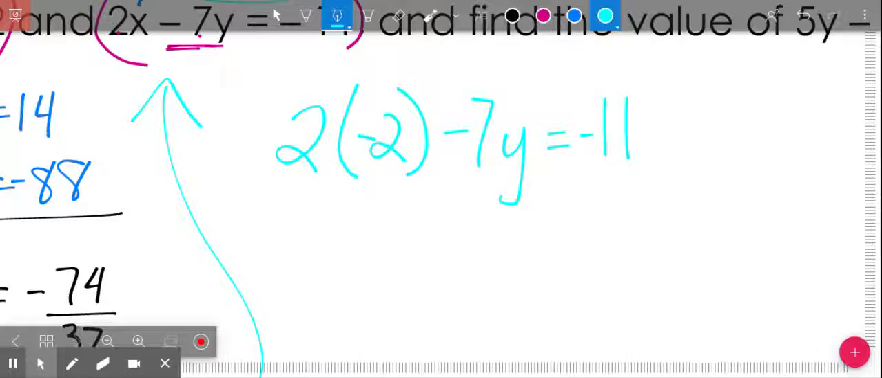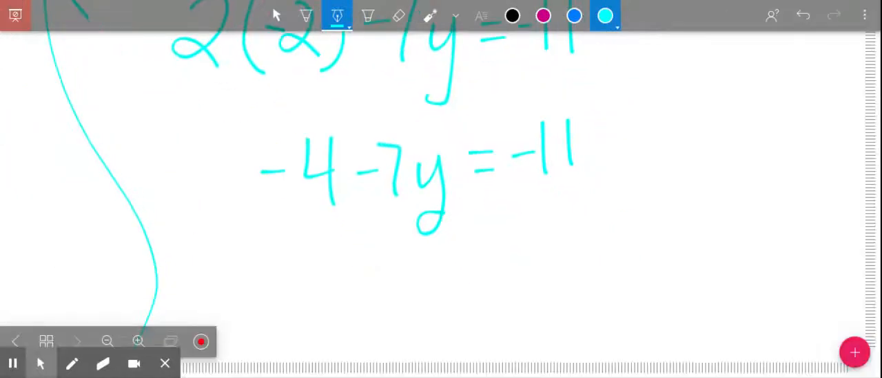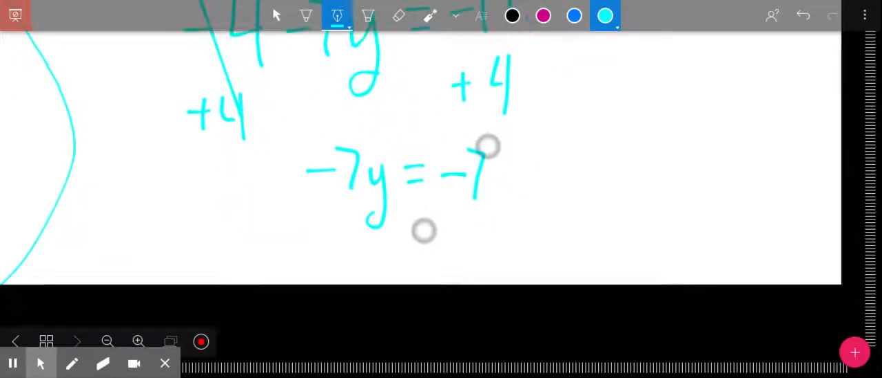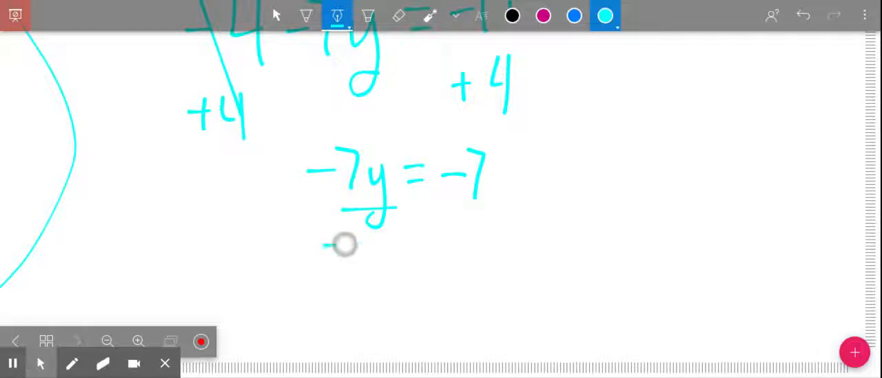2 times negative 2 gives me negative 4, minus 7y equals negative 11. The negative 4 needs to be moved to the other side, so we're going to add 4 over. Those will cancel, which is nice. So I'll have negative 7y is equal to negative 11 plus 4, which gives me negative 7. Well, this is going to turn out nicely. Divide out the negative 7. We'll have y is equal to a positive 1.